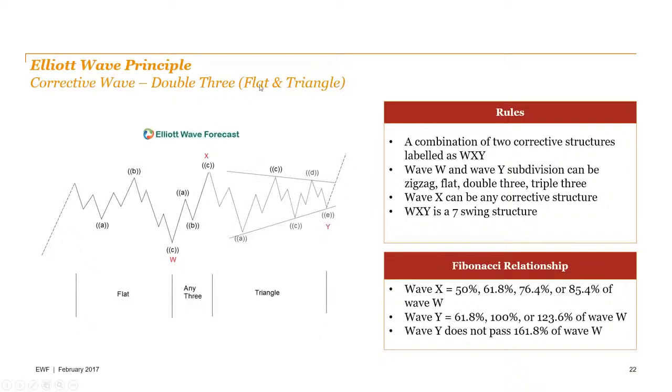Here's another double 3 example. Okay, same exact rules, same exact relationship, but this is a flat here combined with a triangle, right? So we have a flat on the left side, we have a triangle on the right side, and we connect them with a WXY. So again, WXY is a combination of 2 corrective structures.